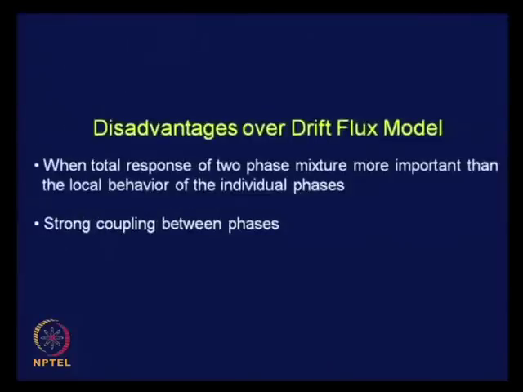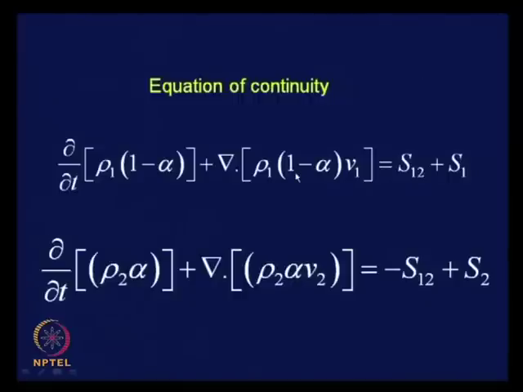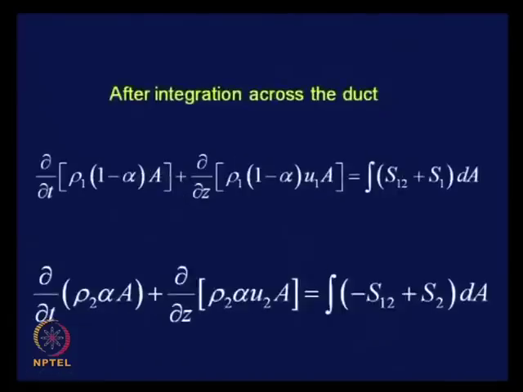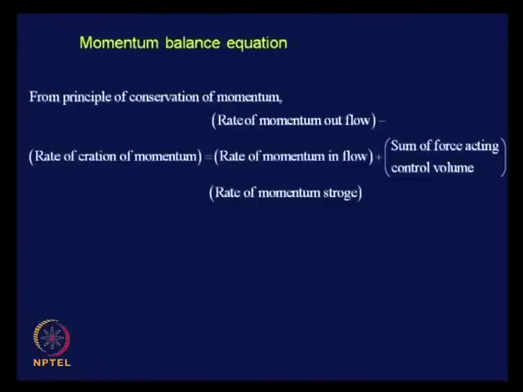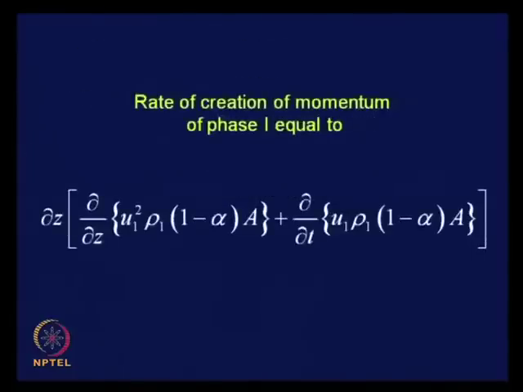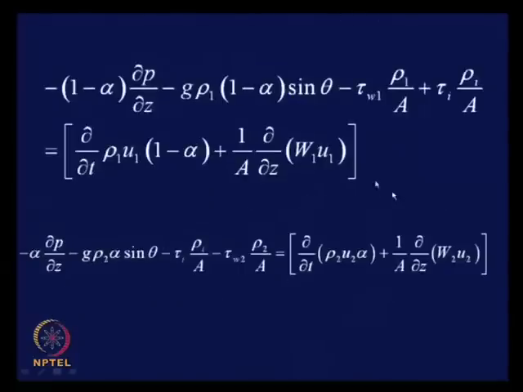What we had done, we had discussed the equation of continuity under different conditions, and then the momentum balance equation, and we finally derived the momentum balance equation separately for phase 1 and then separately for phase 2. After that we had combined them in several ways. One way was dividing one equation with 1 minus alpha, dividing the other with alpha, and then subtracting the second equation from the first one.